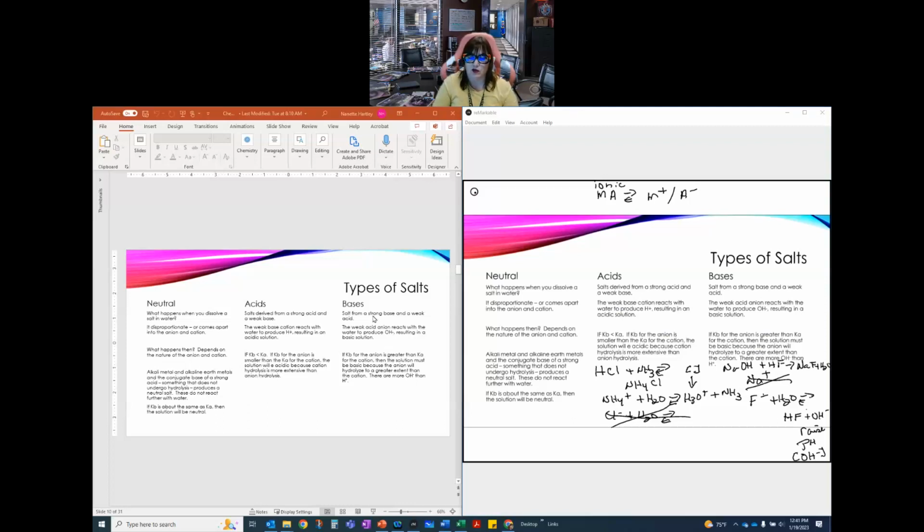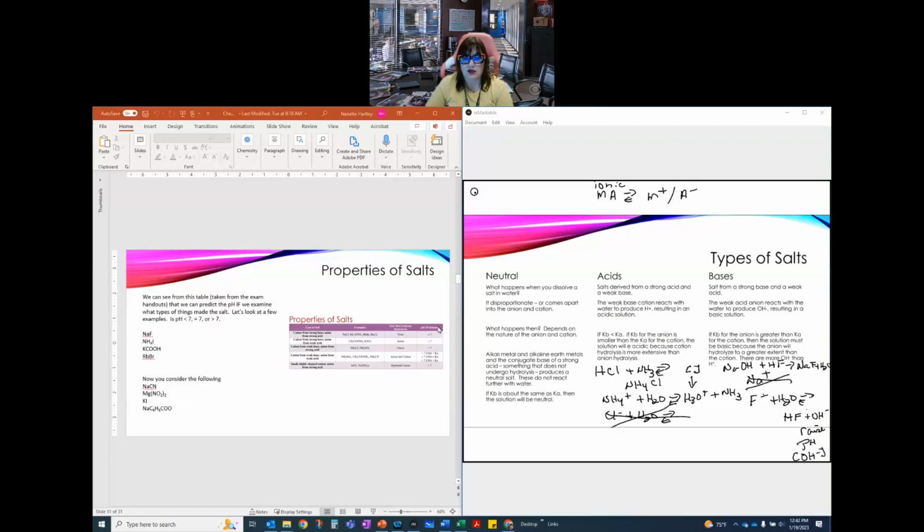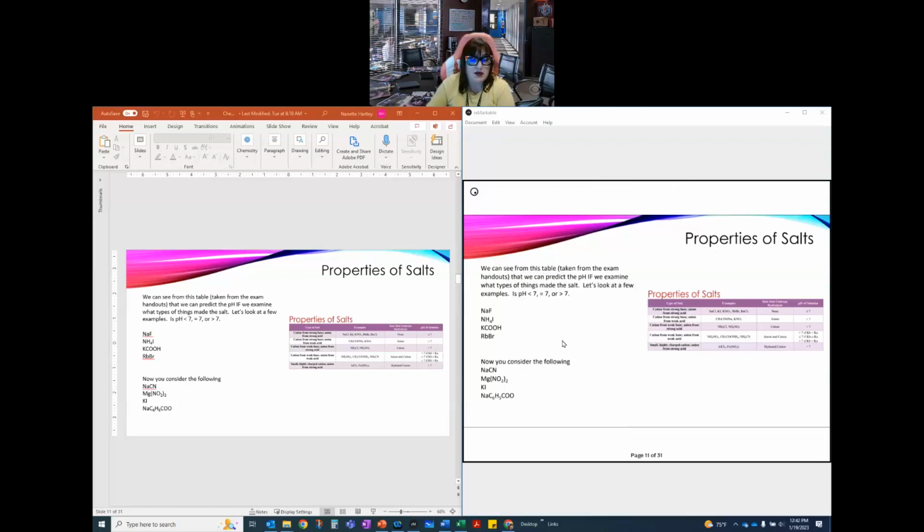So that's something that you can look for. And again, we have some weak acids and weak bases that are listed on page 10 in the lab or in the exam handouts. And those can give you the anions that go with each of those weak acids and weak bases. Okay. So that's what we need to talk about in terms of salts, because they have an effect on pH.